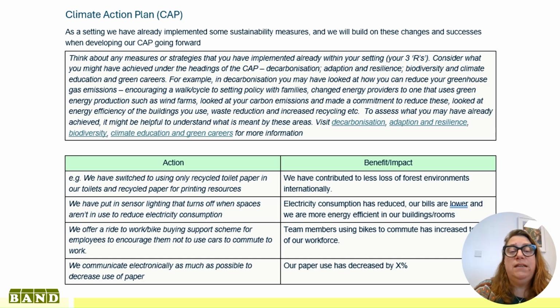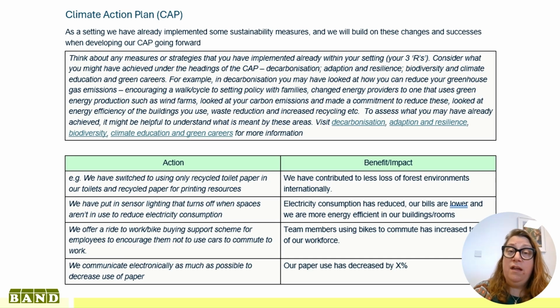So if your action is you've switched to only using recycled toilet paper in your toilets and recycled paper for printing resources, so that's the action that you've already taken. The consequence, the benefit or the impact of that action was that you've contributed to less loss of forest environments nationally or internationally, because trees are being chopped down for paper because you're using recycled paper. And it might well be even better if we widen that out.